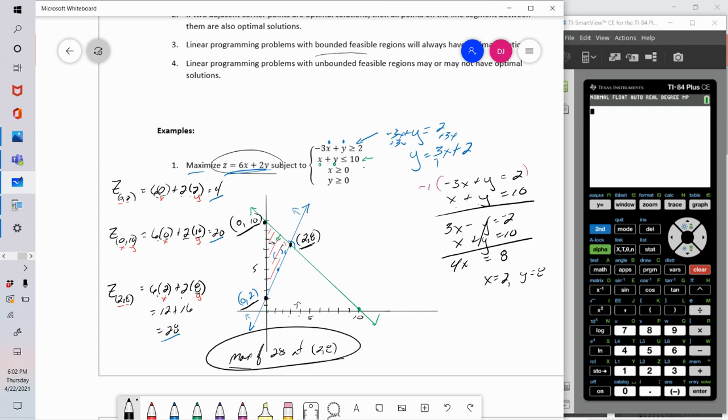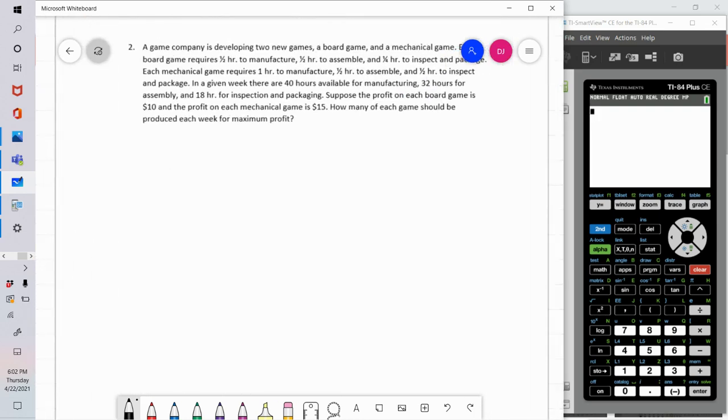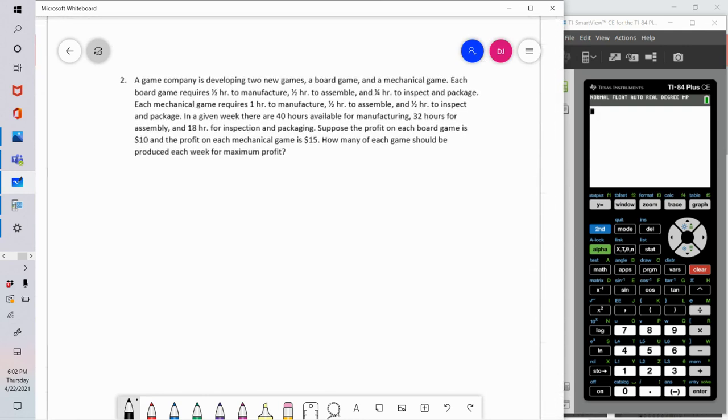Okay, the maximum is 28, and that occurs at the point (2, 8). So that's what we do for a linear programming problem. Now, this problem has no application, it's just constraints. We've got a couple of examples here that I want to show you of linear programming problems and how this works.